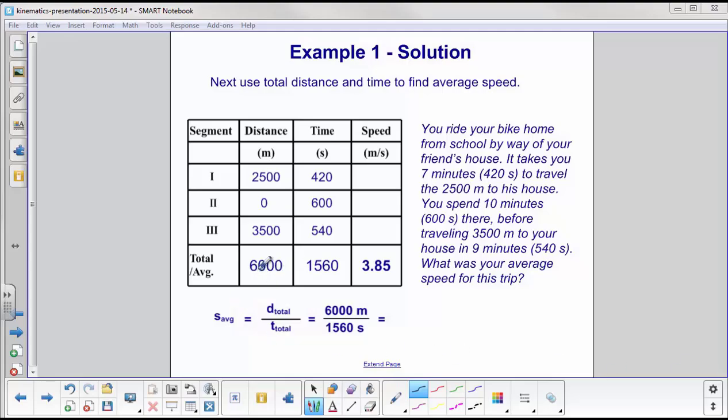So we have now divided the total distance traveled, which is 6,000 meters, by 1,560 seconds, and over here we have 3.85 meters per second. Notice how the units come out very nicely just by following the equation. We have meters over here divided by seconds.